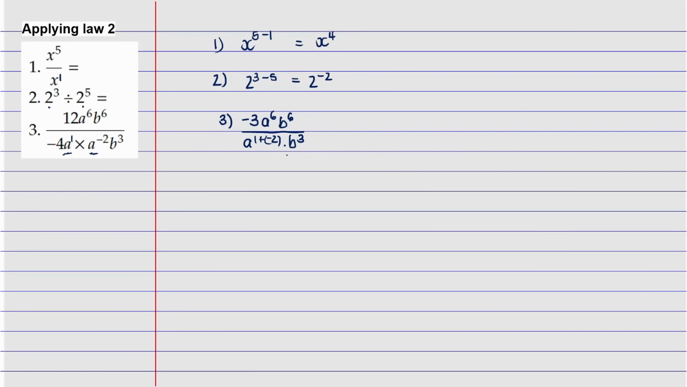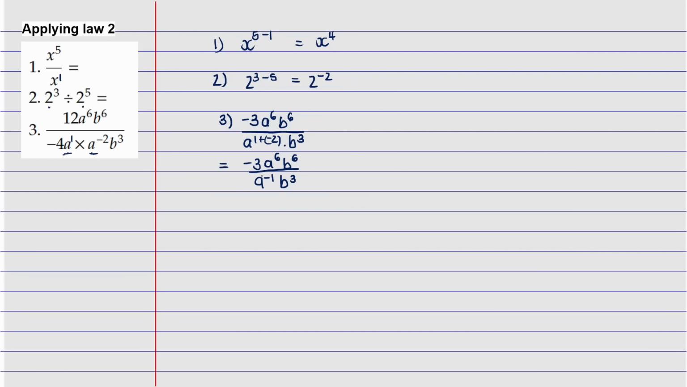So now having this, we're going to simplify this first. So it's going to be negative 3, then a to the power 6, then b to the power 6, and this is going to be divided by what? If you say 1 minus 2, you're going to get negative 1. So this is going to be the same as a to the power negative 1, and b to the power 3, right?